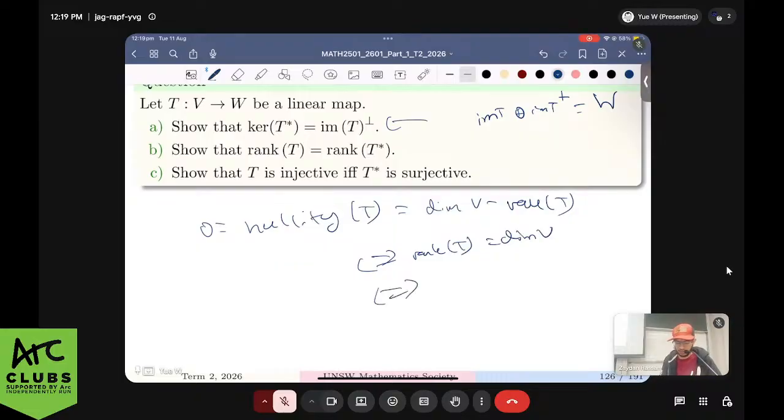This is the same as rank of T star equals dim V, because rank of T is rank of T star. Now, T star is from W to V. The rank of T star equaling the dimension of V means that T star is surjective, right? It means the image of T star has to be V. So that basically proves it.